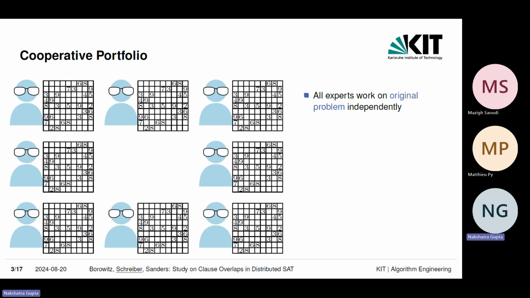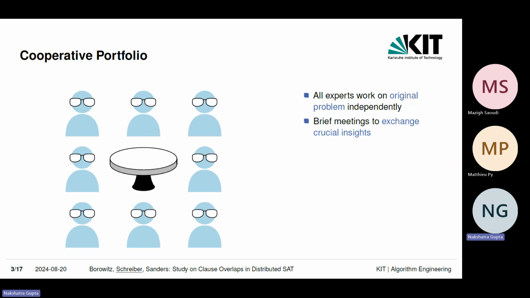Well, the approach I'm talking about today is what I call a cooperative portfolio. So essentially, all of our experts just work on the original problem independently. And since everybody has their own strengths and weaknesses and approaches, everybody will arrive at different partial solutions. And now we periodically conduct some brief stand-up meeting where each of the experts has the opportunity to share the most crucial insights they gained, right?